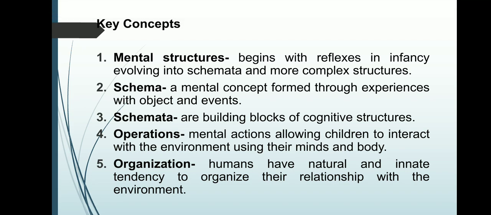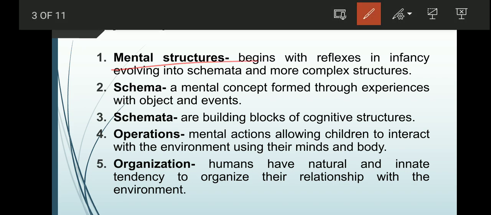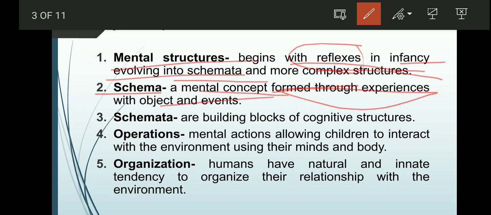And now let's discuss some of the key concepts that we have to tackle, since these terms that I'll be mentioning later on will help us to understand the different milestones as we go along with our lecture. The first one is mental structures. This begins with reflexes in infancy, evolving into schemata and more complex structures. So a schema is a mental concept formed through experiences with objects and events. It's a mental identity that we form as we go along with our life experiences, or events on some of the objects that we encountered during that specific stage of life. Then schemata are the building blocks of cognitive structures. Operation is what we call mental actions allowing children to interact with the environment using their minds and body. Organization naman is that humans have a natural and innate tendency to organize their relationship with the environment.